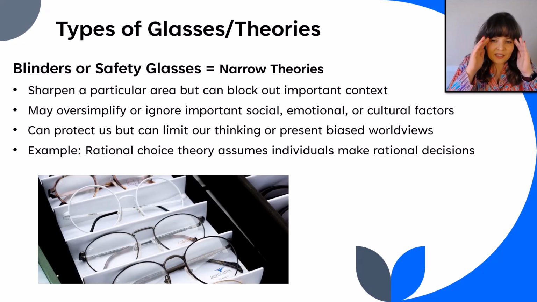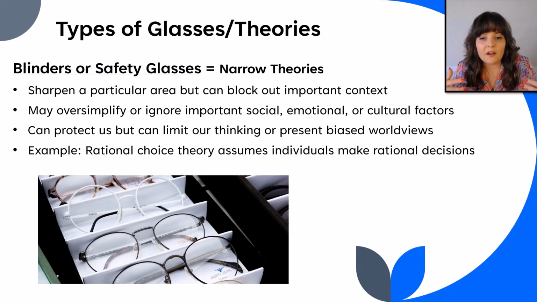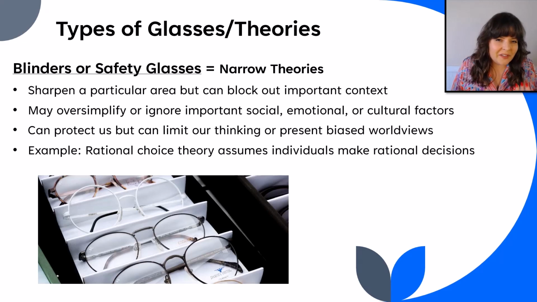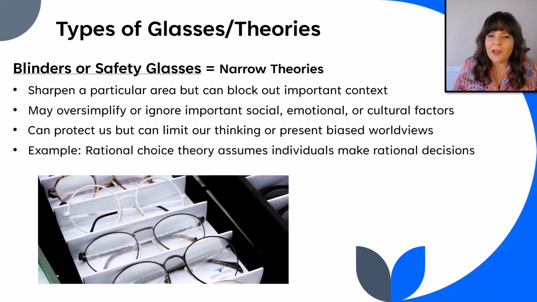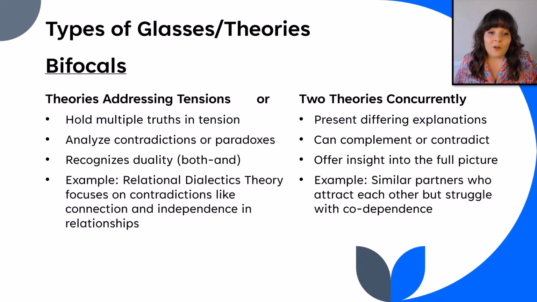These theories that are very narrow can protect us, but they can also limit our thinking or present some biased worldviews. An example of this in business is rational choice theory, which assumes that individuals always make rational decisions, but that ignores that people can make decisions based on emotion or social norms, and we also have irrational behavior and erratic thinking.